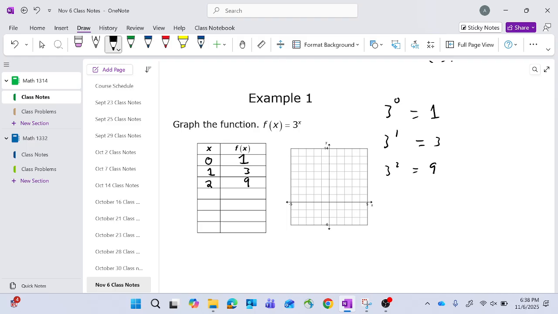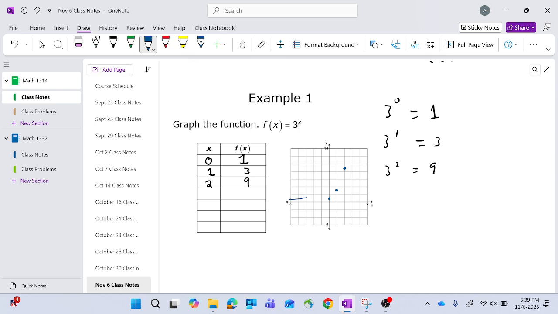I'm not going any higher than this. This is going to get huge at this point. So we have 0, right, so they're going up by 2. So you have 0, 1. Then you have 1, 3. Then 2, 2, 4, 6, 8, 9. Like this. Okay?